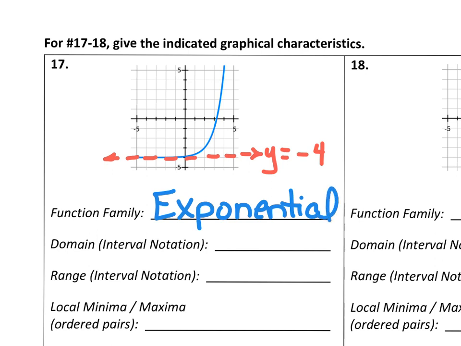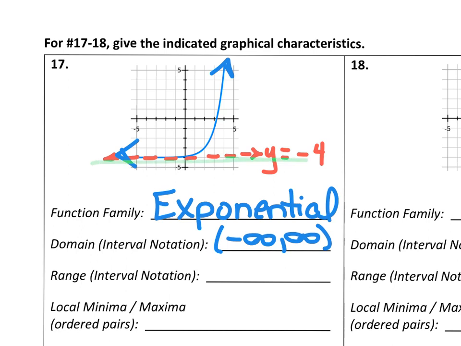The domain of this graph: on the left, the graph keeps going to the left forever, and on the right, it keeps going to the right forever. So the domain is -infinity to +infinity. And the range of the graph starts at the bottom where the asymptote is.